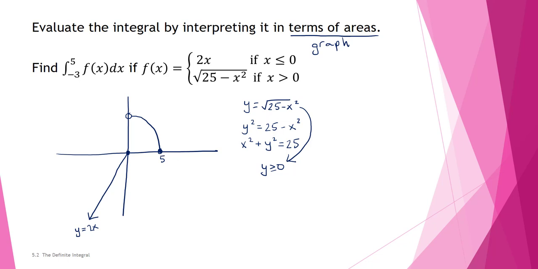Now, I want the integral from -3 to 5. We already marked where x value 5 is. Let's say here is x value -3. Then, the net area we're talking about is this triangle and also this quarter circle.